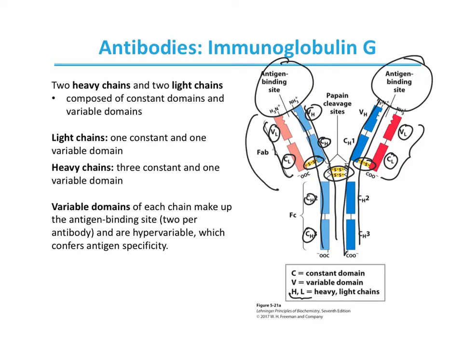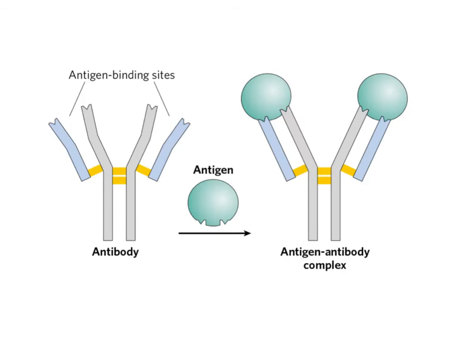The section up here is called the FAB section, which refers to the antigen binding fragment. This section is called the FC section, which refers to the crystallizable fragment. This image shows the antigen binding sites on the antibody and how an antigen will fit into those particular binding sites to form the antigen-antibody complex.